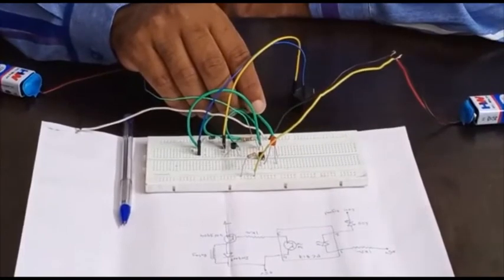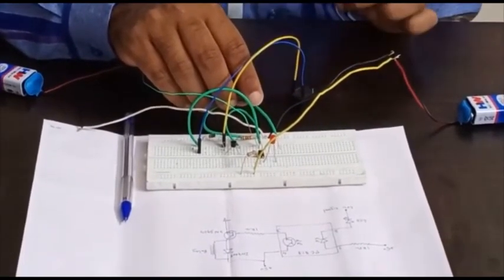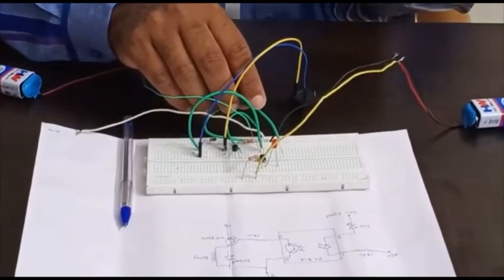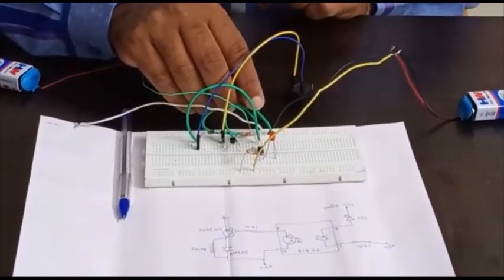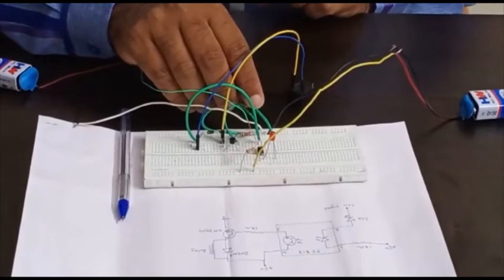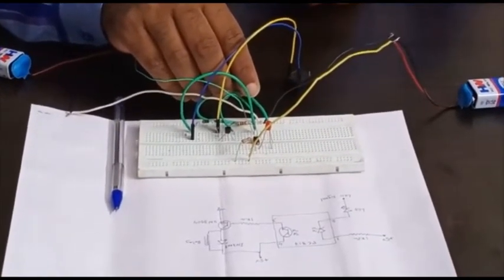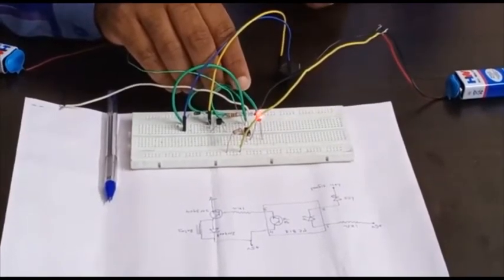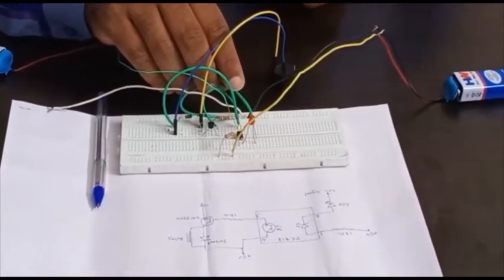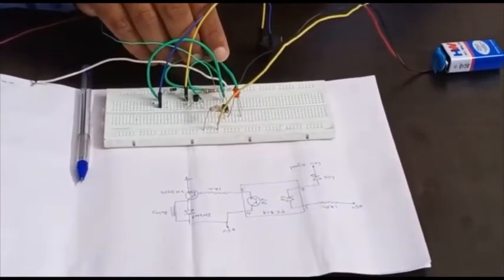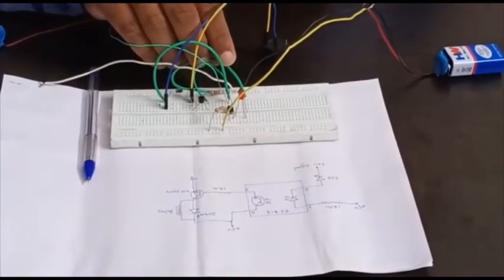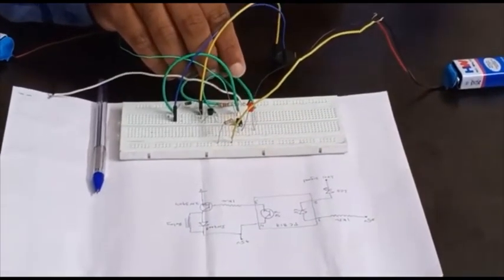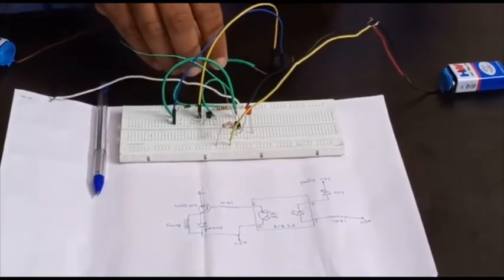Now observe, when the low signal is provided, we can hear a tick tick sound across the relay. When the low signal is provided, the LED is turning on, and we can hear the sound across the relay. This is how we can control a relay by using an optocoupler.